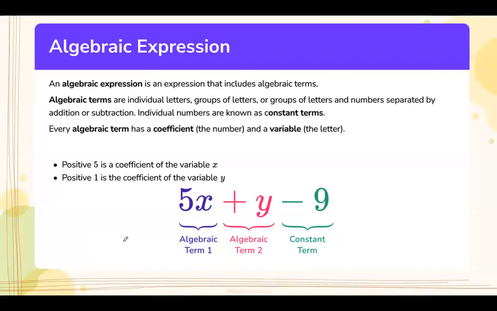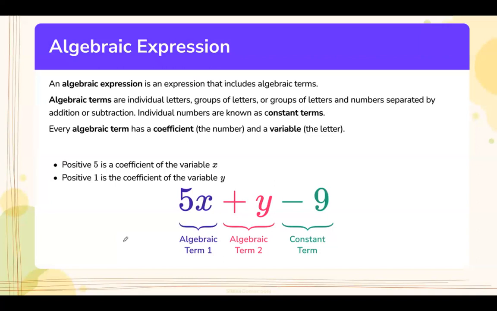So the combination of letter and number is an algebraic term. So we now have 5x. And in an algebraic term, you have a coefficient, which is the number, and a variable. So for the term 5x, 5 is the coefficient, x is the variable.